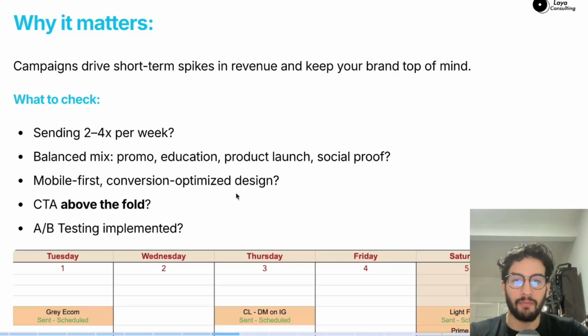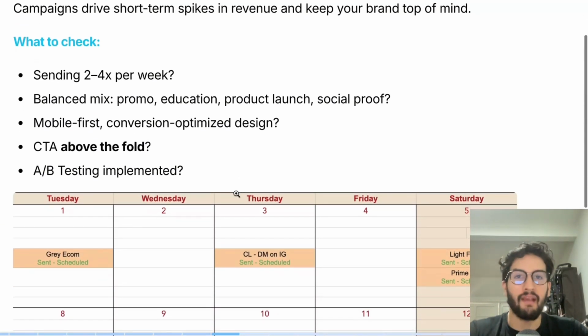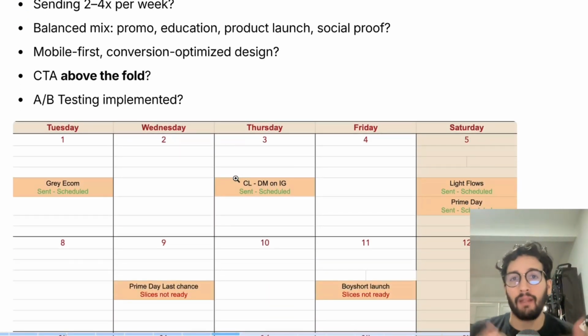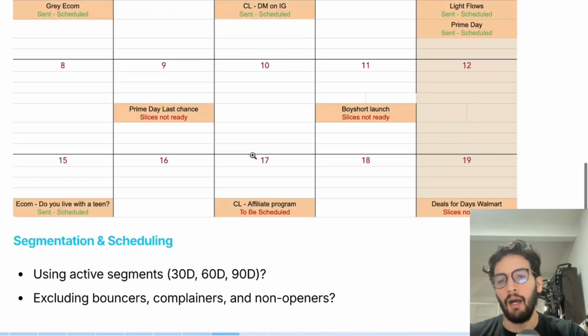Mobile first conversion optimized designs. Are the CTAs above the fold for the most part? Is A/B testing implemented to, for example, A/B test different days of the week or different times, etc., right? Or different campaign components as well, and formatting, right? For example, a graphic-based email versus a text-based email version of that specific email, right?